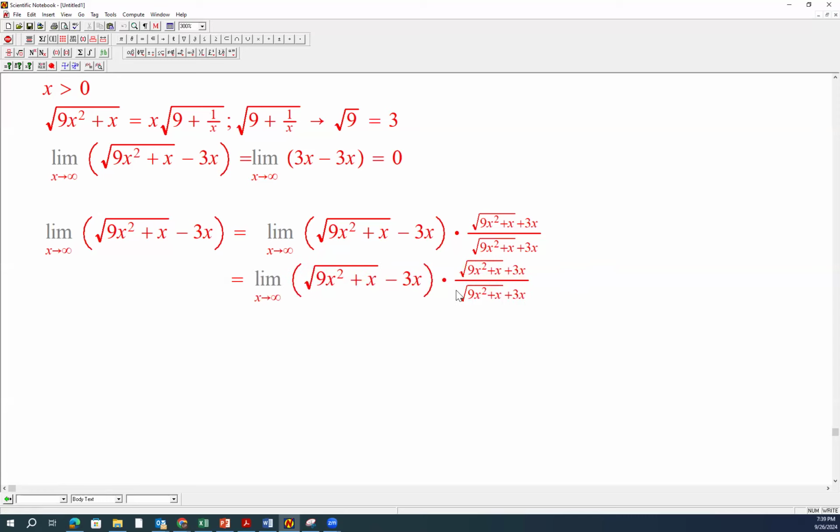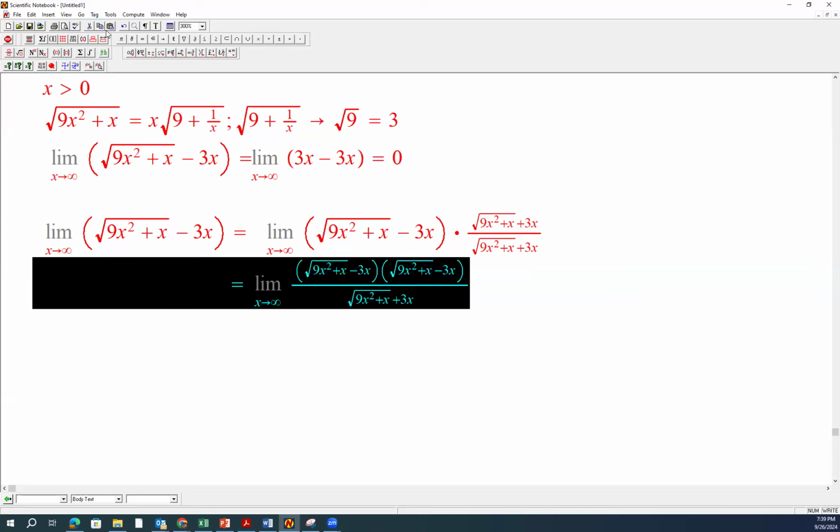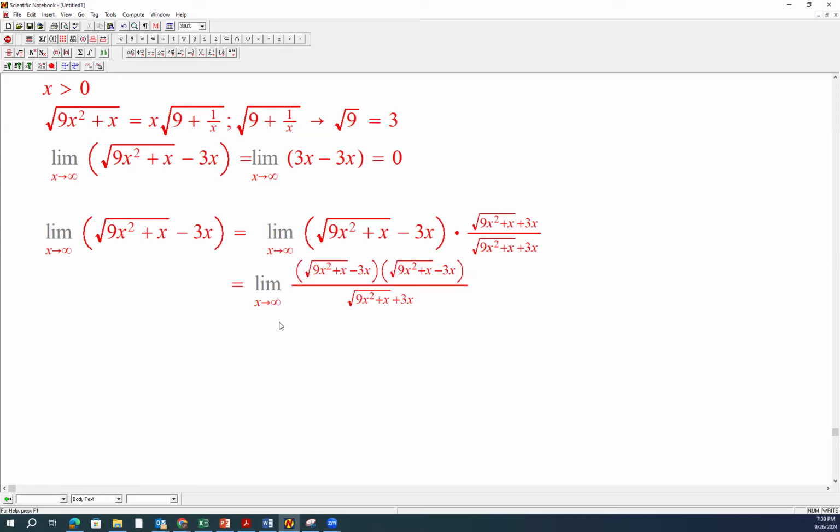So the numerator times the numerator, the product of two conjugates, and therefore we got the product a plus b times a minus b, that's a squared minus b squared. So we got a squared minus b squared, so 3x squared. We can remove the other parentheses now.